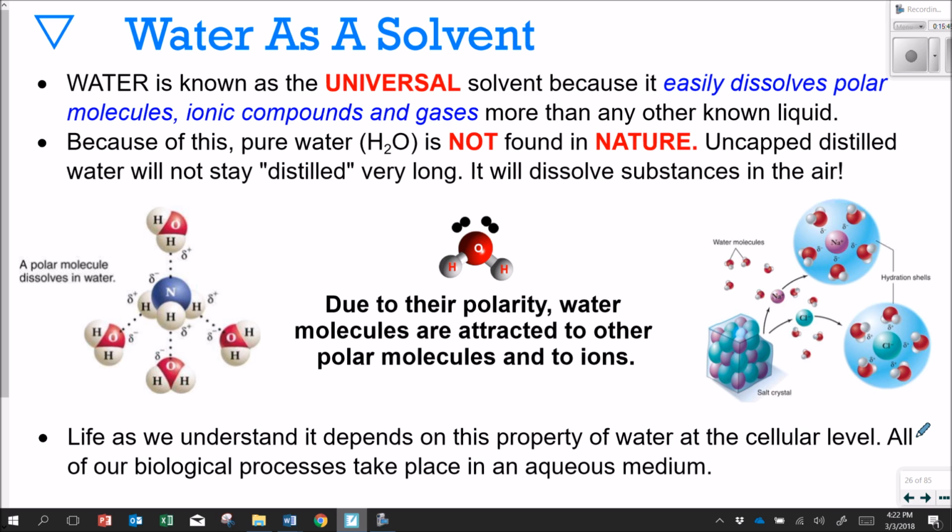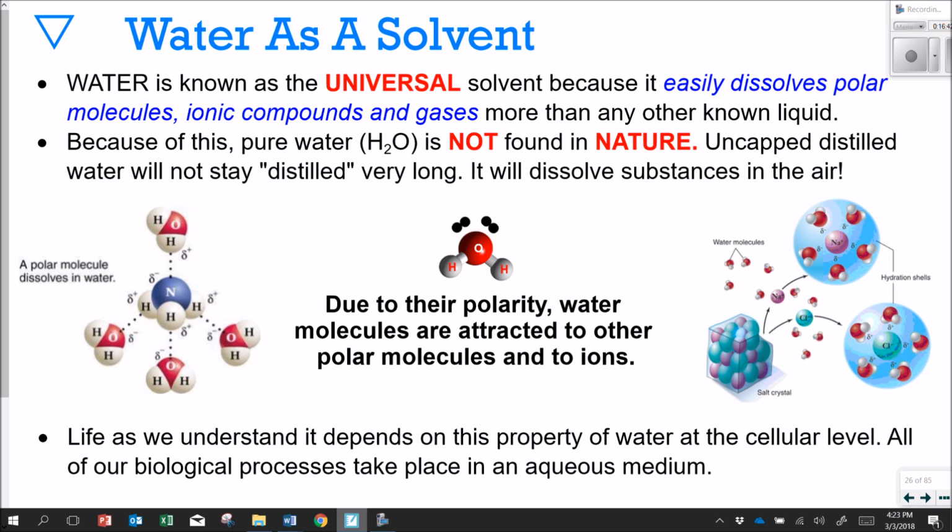Finally, let's look at water as a solvent. Water is known as the universal solvent because it easily dissolves polar molecules, ionic compounds, and gases more than any other known liquid. Because of this, pure water is really not found in nature. An uncapped distilled water bottle, distilled water is pure water, will not stay distilled very long because it will start dissolving substances from the air. So due to their polarity, water molecules are attracted to other polar molecules and to ions.